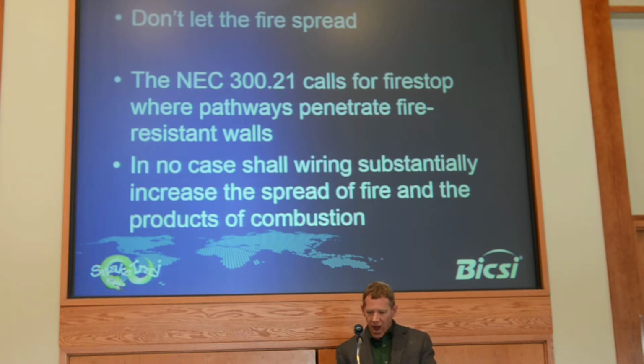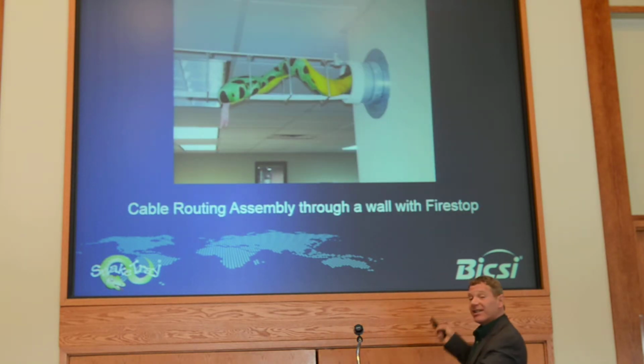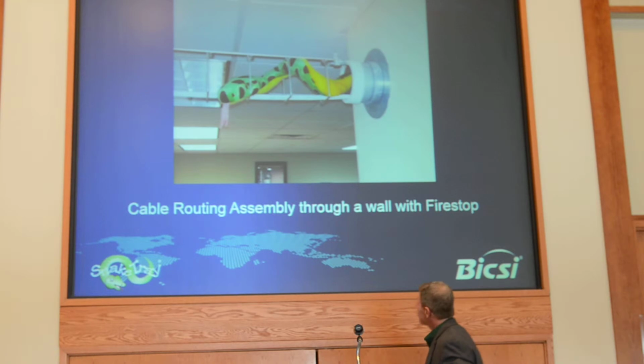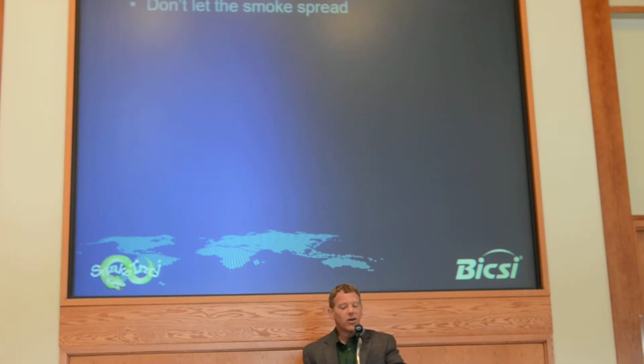And in no case shall wiring substantially increase the spread of fire or the products of combustion. So those are the two pieces of fire spread from that section of the code as they pertain to pathways. And here we see a cable tray penetrating, actually a continuous cable routing assembly, and that's a fire stop as you use it in Central America. Okay, don't let the smoke spread either.